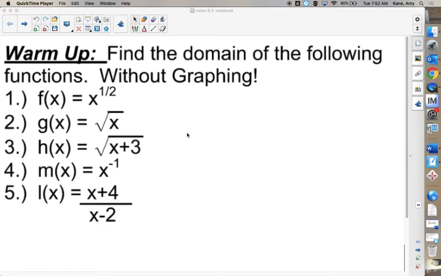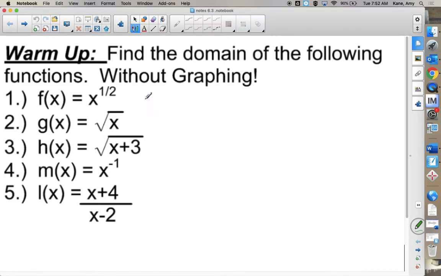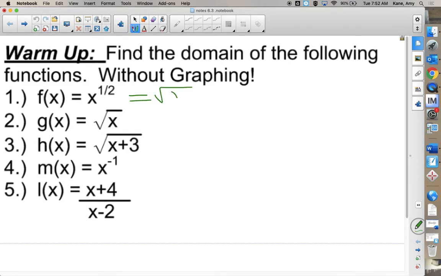1/2. How else could you look at that function, Jack? Square root of x. Yeah, that's equal to the square root of x. And Jack, when you have square roots, what has to happen with square roots? You take whatever's inside the square root and set it equal to 0.